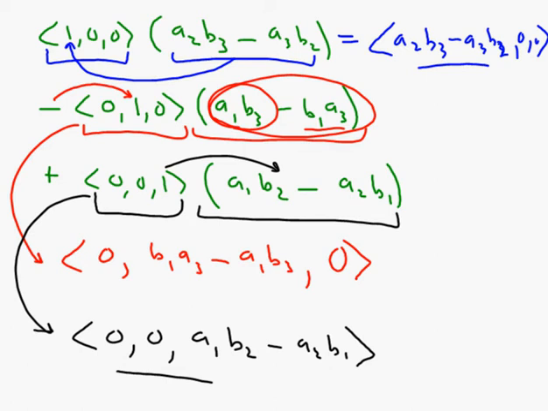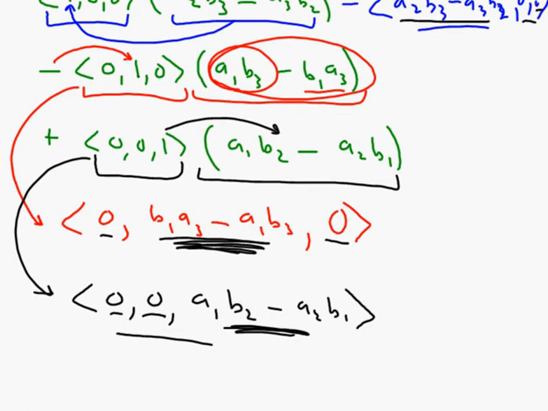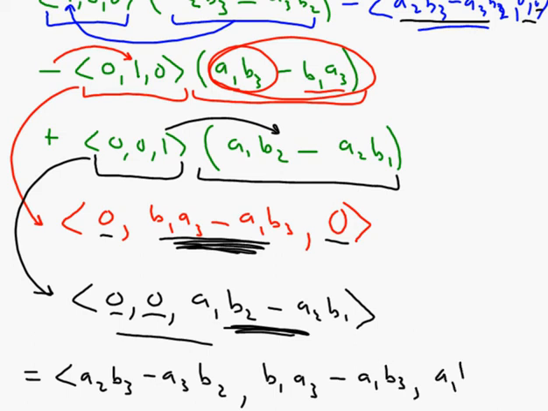Okay. So we're going to add these together, but it's really easy to add these, isn't it? Because this component gets added to 0 and 0. And then this component here gets added to 0 and 0 up here. And then this component down here gets added to 0 and 0. So we just end up with the sum of these things being A2, B3 minus A3, B2, comma, B1, A3 minus A1, B3, comma, A1, B2 minus A2, B1.